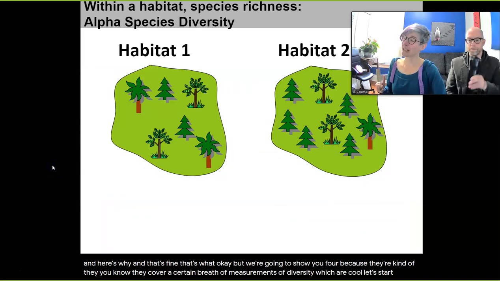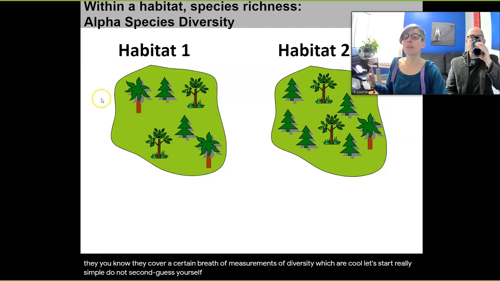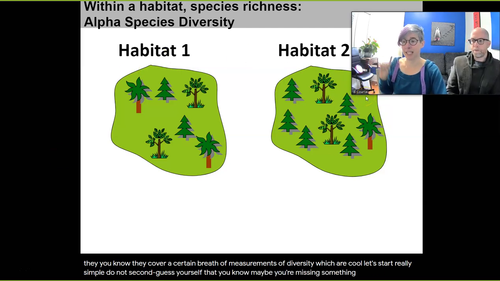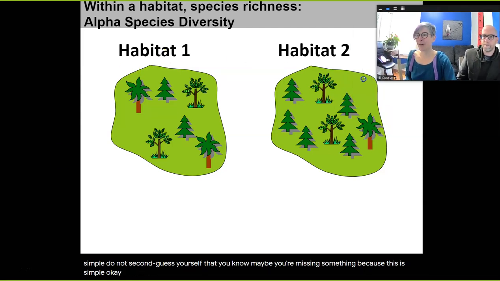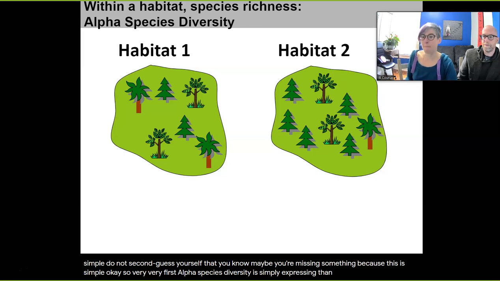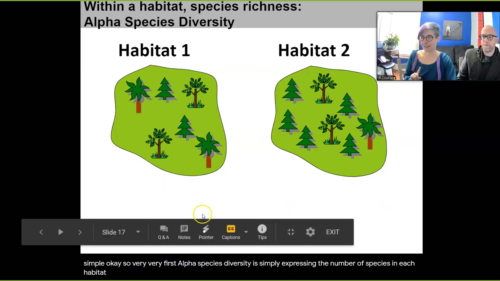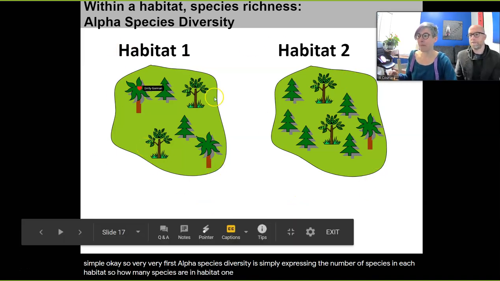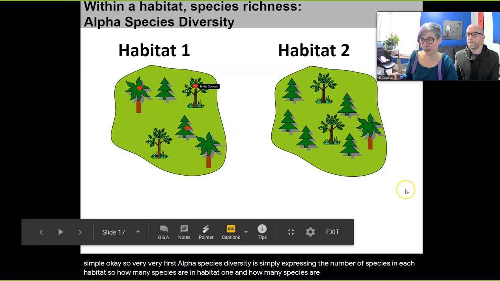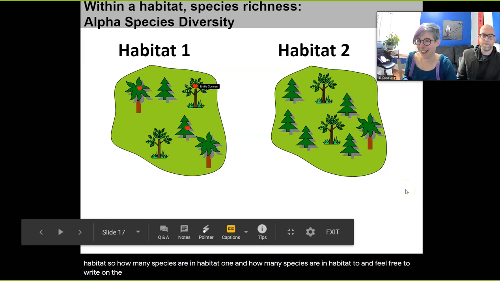Let's start really simple. Do not second guess yourself that maybe you're missing something because this is simple. Okay, so very first, alpha species diversity is simply expressing the number of species in each habitat. So how many species are in habitat one and how many species are in habitat two? And feel free to write on the slide. It's totally fine.